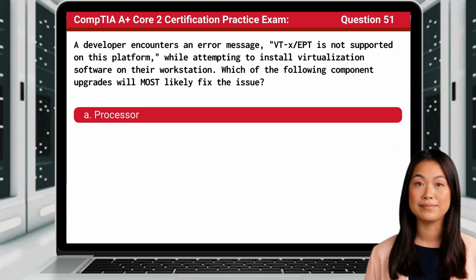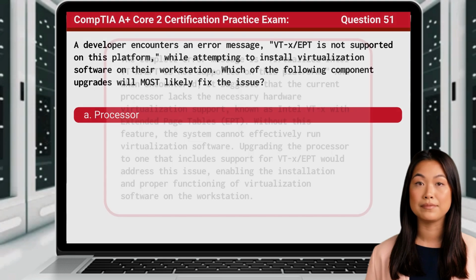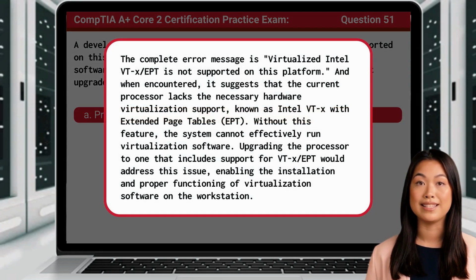The answer is A. Processor. The complete error message is, "Virtualized Intel VT-X/EPT is not supported on this platform." And when encountered, it suggests that the current processor lacks the necessary hardware virtualization support, known as Intel VT-X with extended page tables. Without this feature, the system cannot effectively run virtualization software. Upgrading the processor to one that includes support for VT-X/EPT would address this issue, enabling the installation and proper functioning of virtualization software on the workstation.